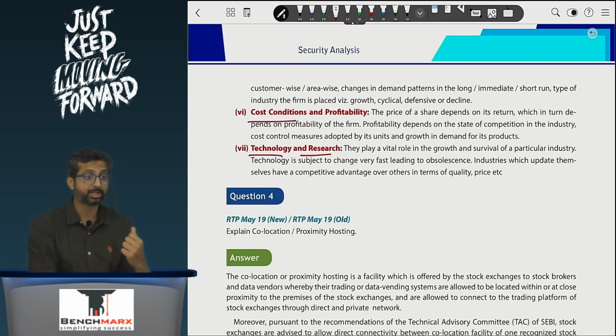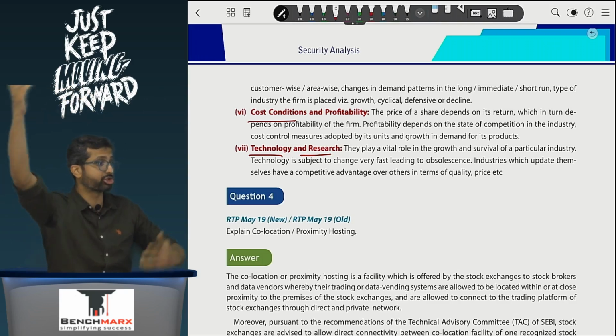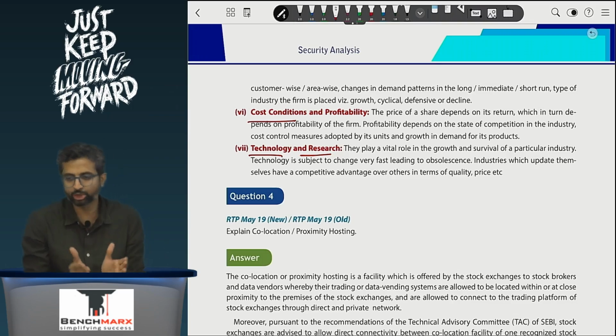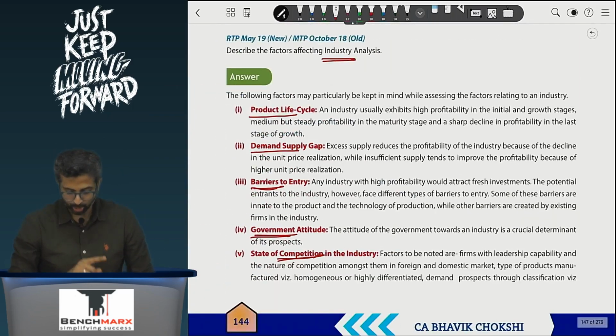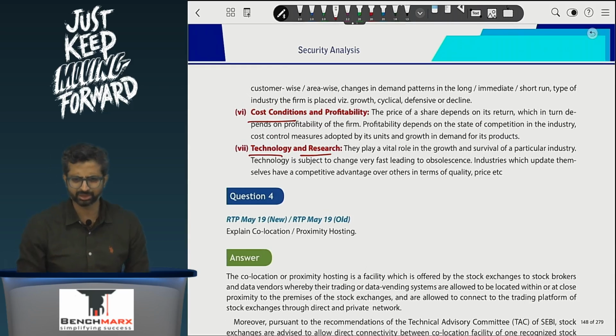Like in this case, when I look at the economy, I need to see the GDP, I need to see inflation, I need to see monsoon. But when I come to my specific industry, I need to look at industry specific factors, which can be the product life cycle, where I am sitting in my industry, how big are the barriers to entry, demand supply gap, government's attitude, cost and profitability, etc. Are we clear with this?